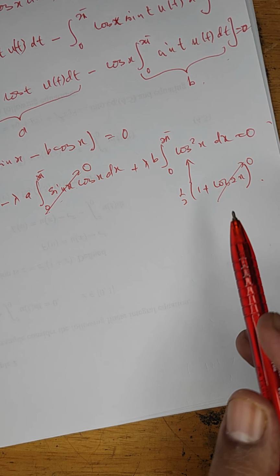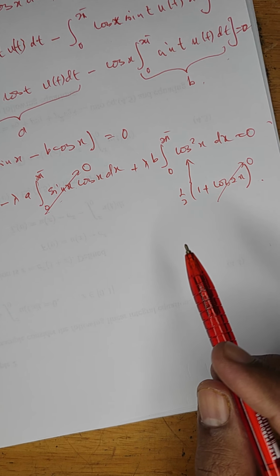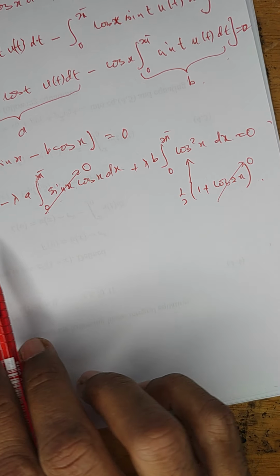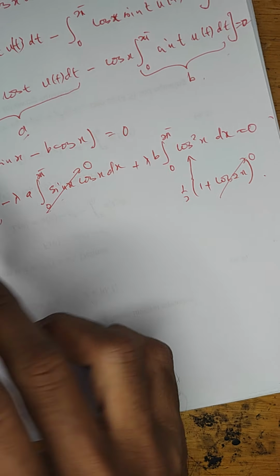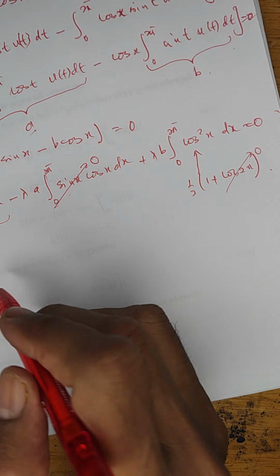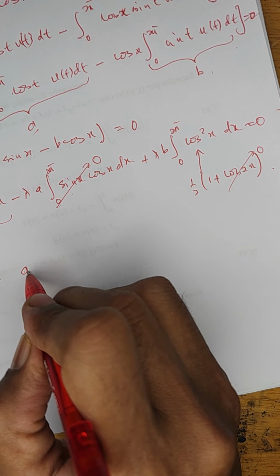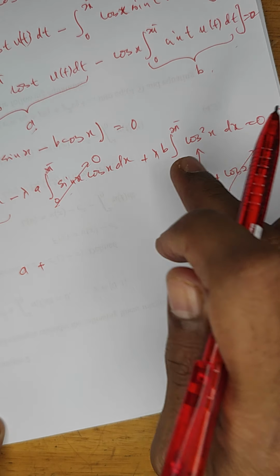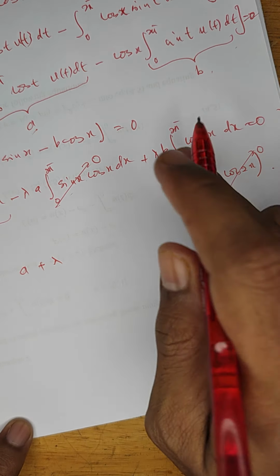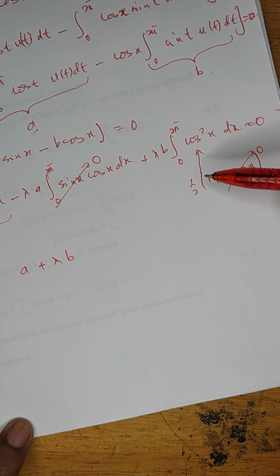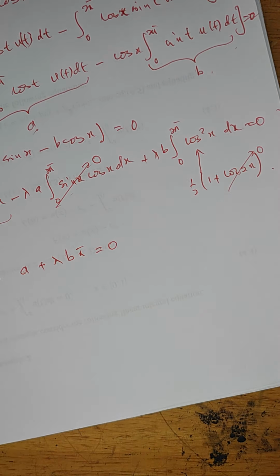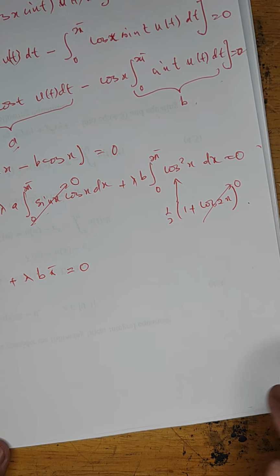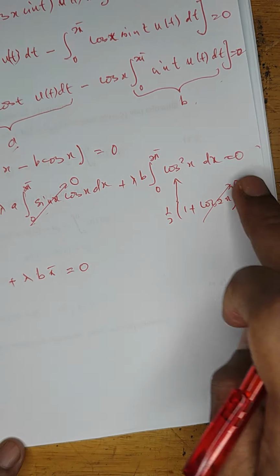This part here is what we define as A, so that gives you A. So we end up with A plus lambda B, and we have 2 pi and pi here, because 2 pi cancels with 2, so that we got 0. That's one equation. Then if you multiply that by sine, you can do the same process.